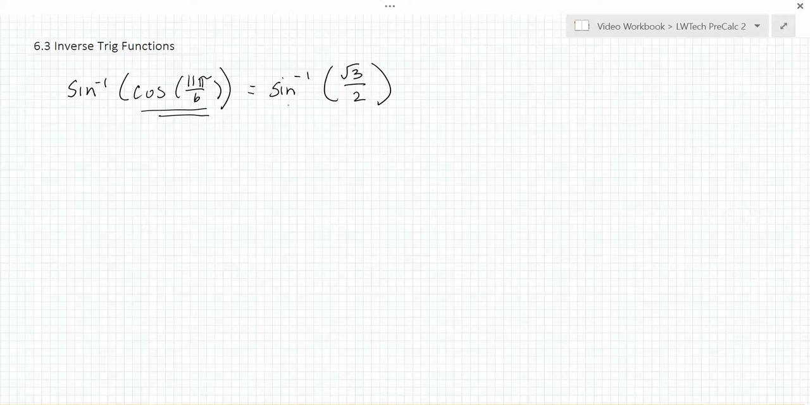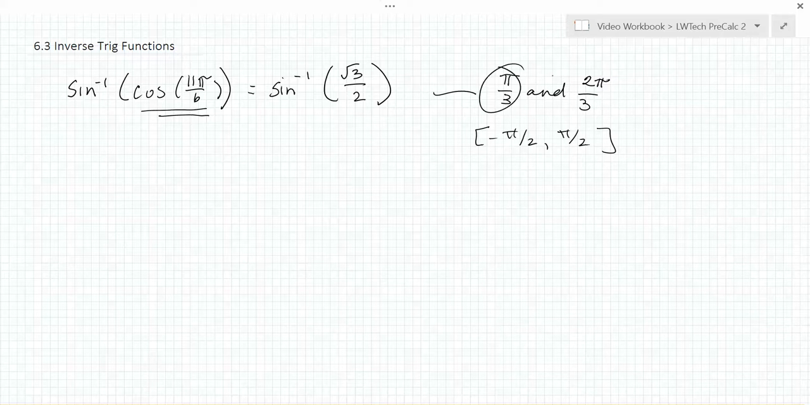Then we need to find the inverse sine of the square root of 3 over 2. Well, looking back at our unit circle, there are two angles that have this sine, pi over 3 and 2 pi over 3. However, since we're looking for the inverse sine, we must choose the answer that lies in our restricted one-to-one range, from negative pi over 2 to positive pi over 2. The only angle that works is pi over 3.